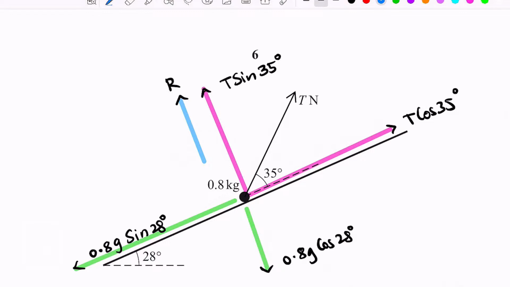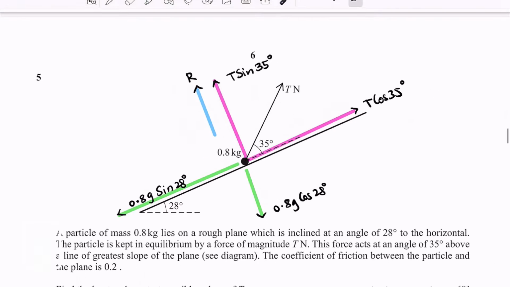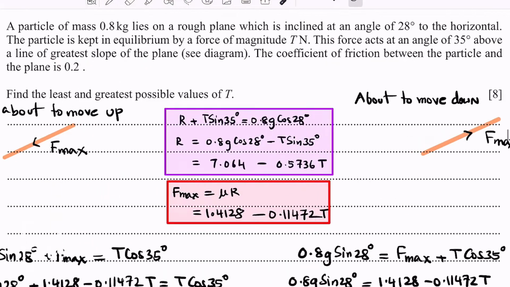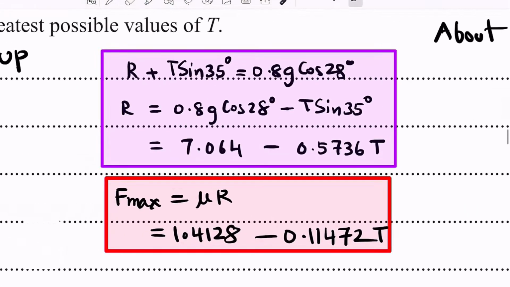So now we have the normal reaction force, which is R, the components of T, T cosine, T sine, based upon this angle 35. Weight component down the plane, mg sine theta. It's a weight, so g has to be there. The value of g is 10 meters per second squared. And this is mg cosine theta. I have deliberately not put the friction over here. That I'll do separately.